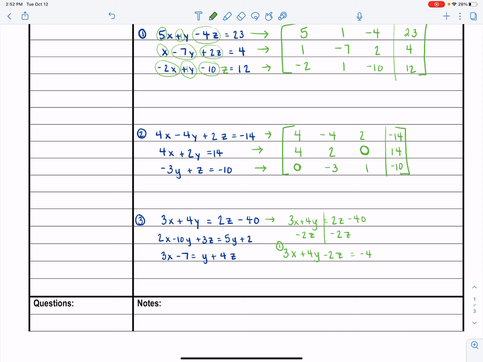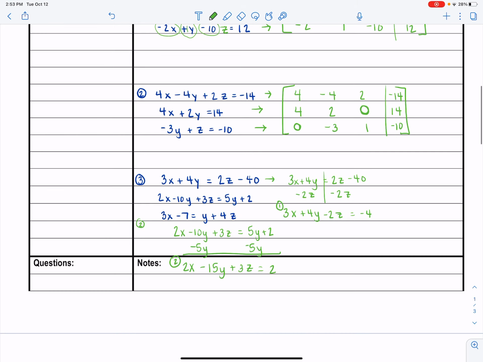Equation number 2 says that 2x minus 10y plus 3z equals 5y plus 2. Okay, well, I need to move over the y, so minus the 5y. Now, I have y's on the other side, so I can combine those. So keep the 2x's, negative 10y's minus 5 more is negative 15y's, plus 3z equals 2. So that's my second equation.